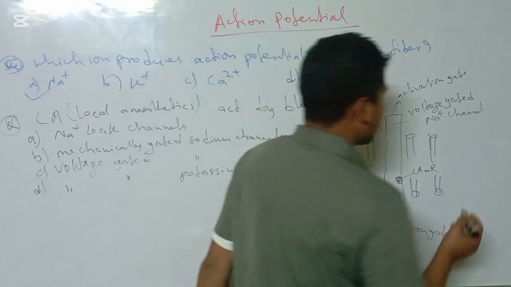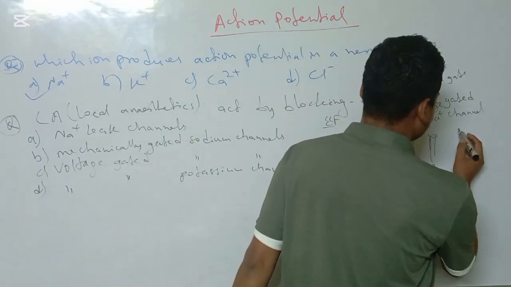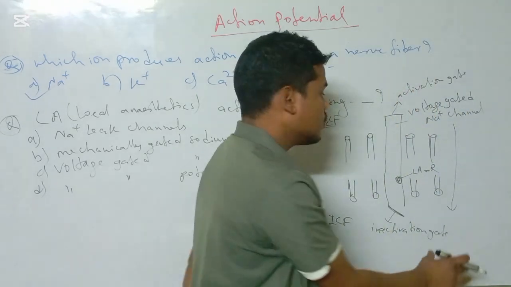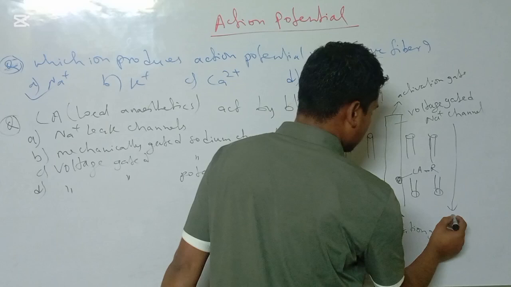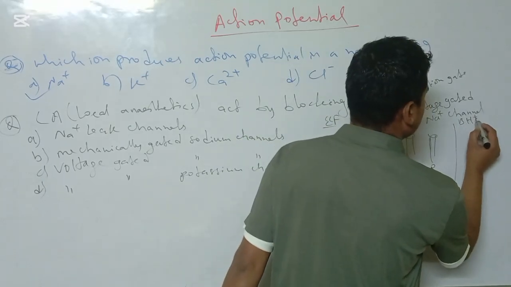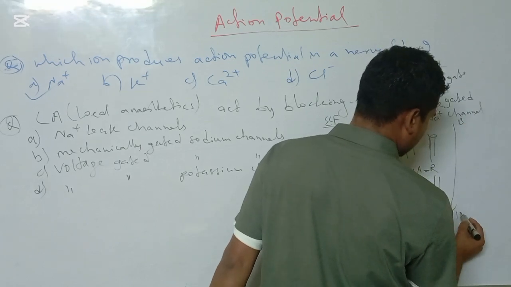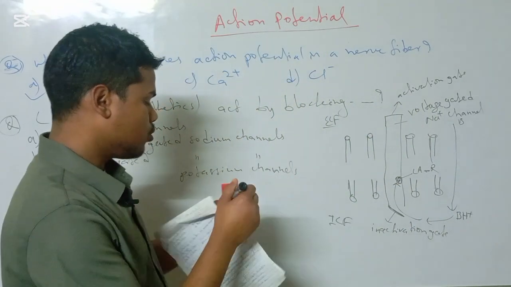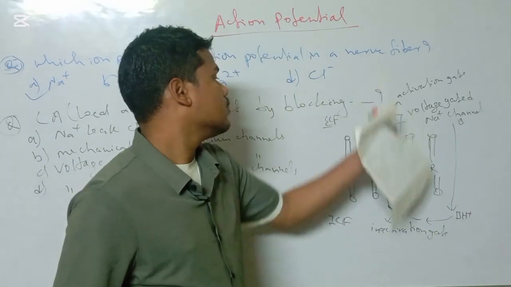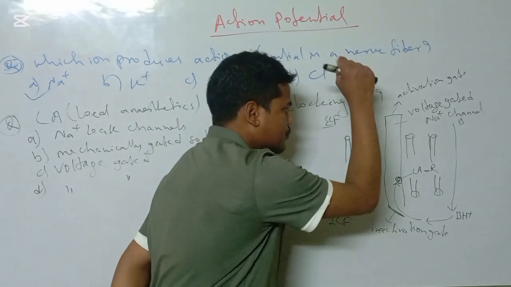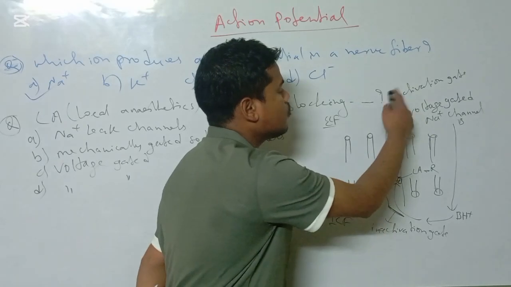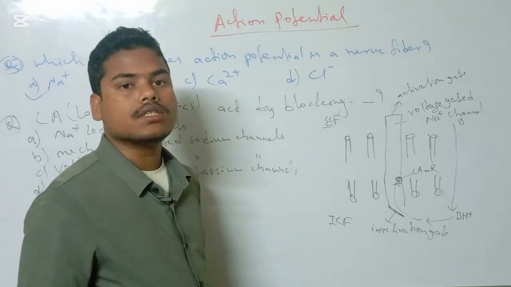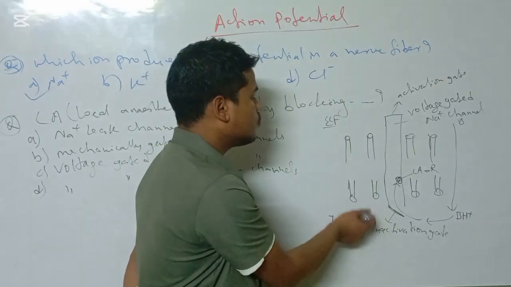The local anesthetic agent will be influxed through this membrane, and here is the undissociated form. Let us suppose here it will get dissociated, and now it will bind here. So this binding of the local anesthetic in the voltage gated sodium channel will inhibit the opening of the voltage gated sodium channel, and reduce the rate of impulse generation and transmission.